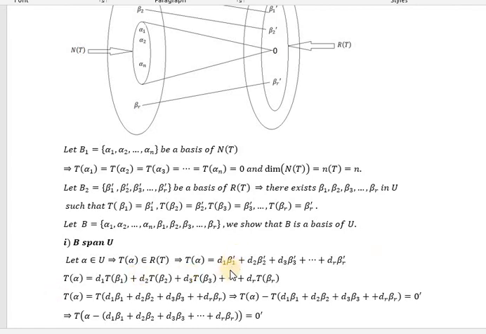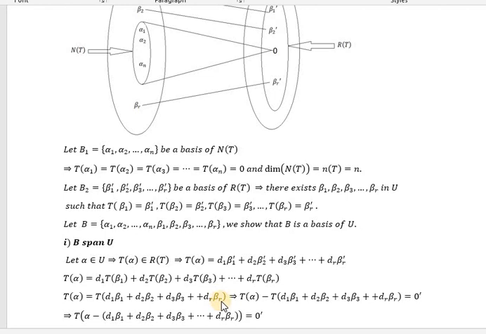d1 beta 1 dash is nothing but d1 T of beta 1. So instead of beta 1 dash and beta 2 dash, let us take them as T of beta 1, T of beta 2, so on. Hence T of alpha is equal to d1 T of beta 1 plus d2 T of beta 2 plus d3 T of beta 3, so on dr T of beta r. Now let us take this transformation outside. So we get T of alpha is equal to T of d1 beta 1 plus d2 beta 2, so on dr beta r.